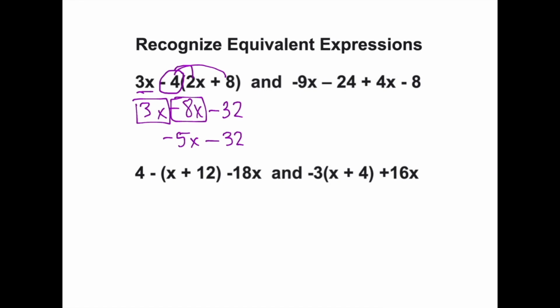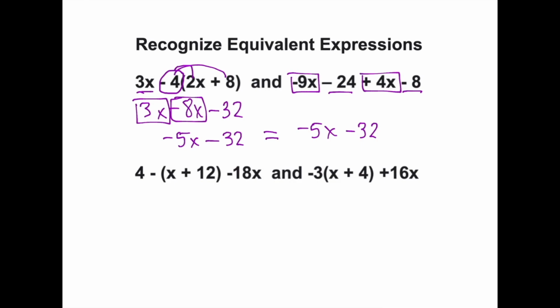Now let's work on the side on the right. Negative 9x and positive 4x makes a negative 5x. Then we can combine our constants. Negative 24 and negative 8 makes a negative 32. You can see the side on the left equals the side on the right, so they are equivalent expressions. Pause the video and try the next one on your own. Now let's see how you did.